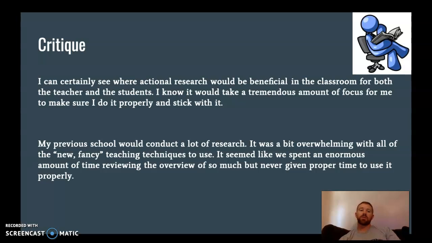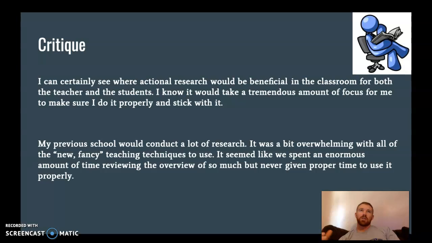In my previous school, we would conduct a lot of research and do something very similar to action research. It was a bit overwhelming with all of the new fancy teaching techniques to use, and we were expected to implement them like the day that they introduced them to us. It seemed like we spent an enormous amount of time reviewing the overview of so much, but were never given proper time to use it properly.